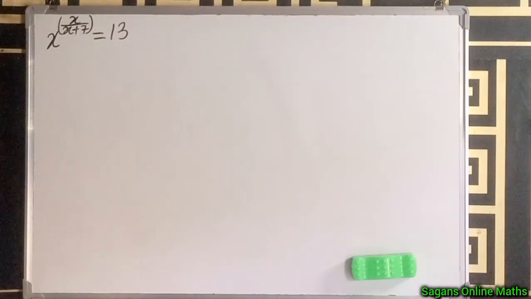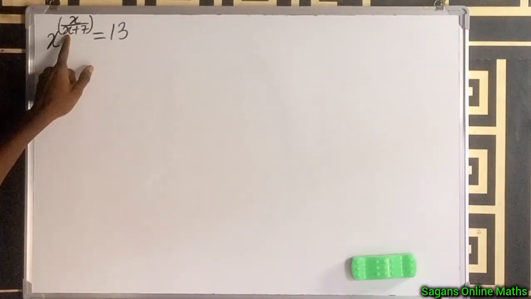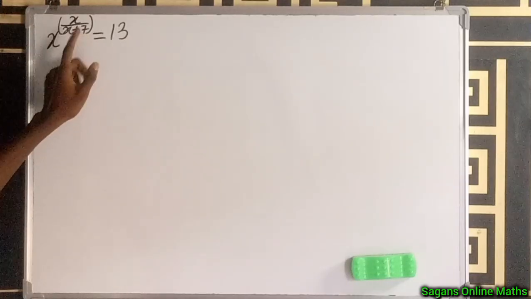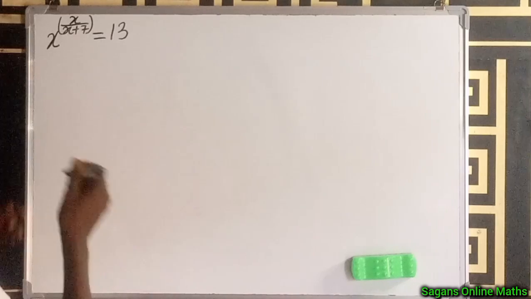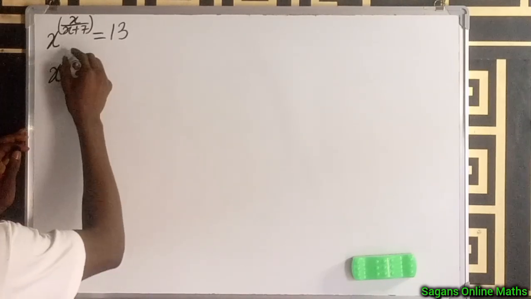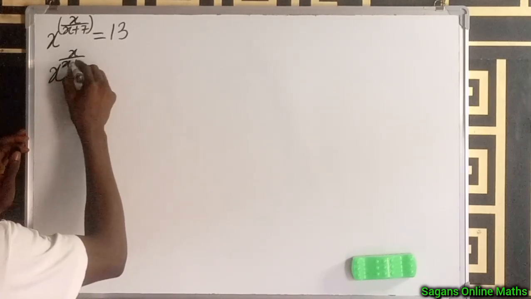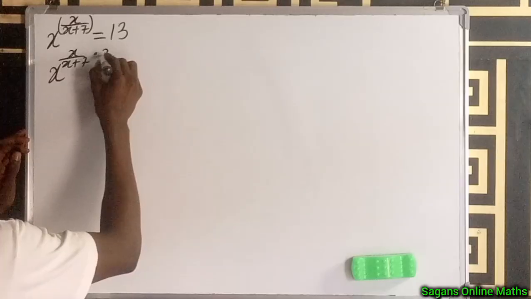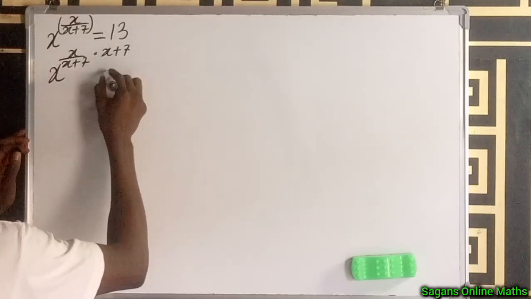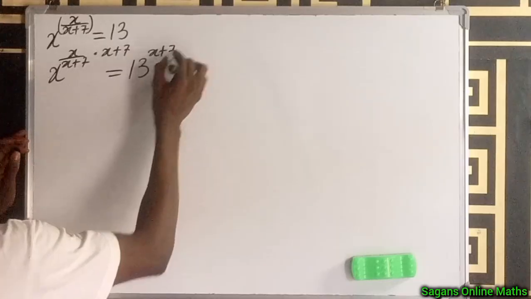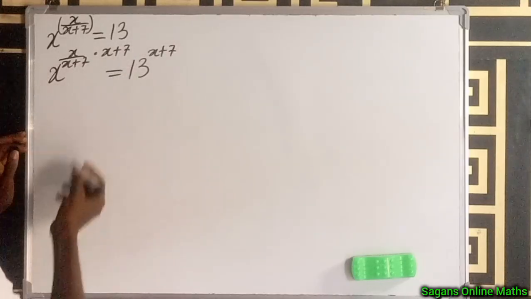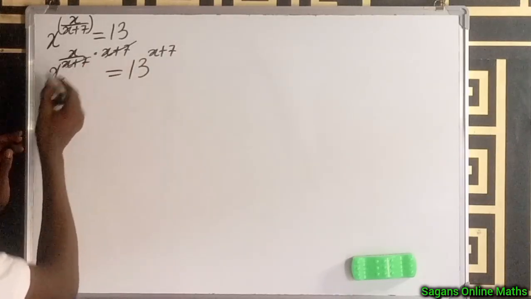Now our first thing to do is to clear the denominator, which is x plus 7. And for us to do that, we have to multiply both powers by x plus 7. So we're going to have x to the power of x divided by x plus 7, then multiply by x plus 7, equals 13 to the power of x plus 7, right? Now we have multiplied both powers by x plus 7 so that this can go out, because that's our target, right?